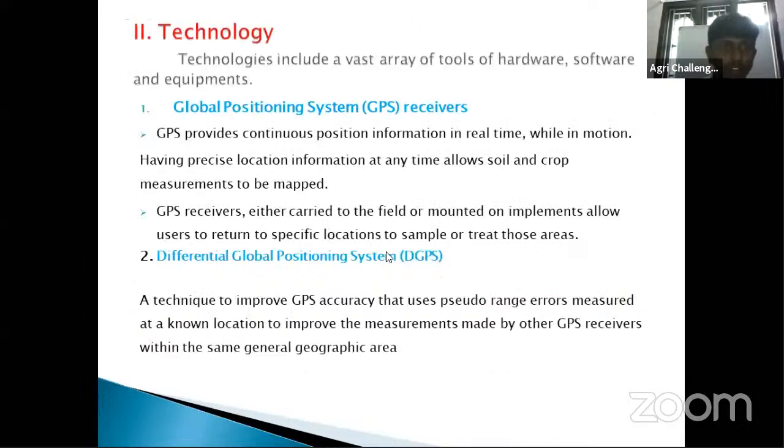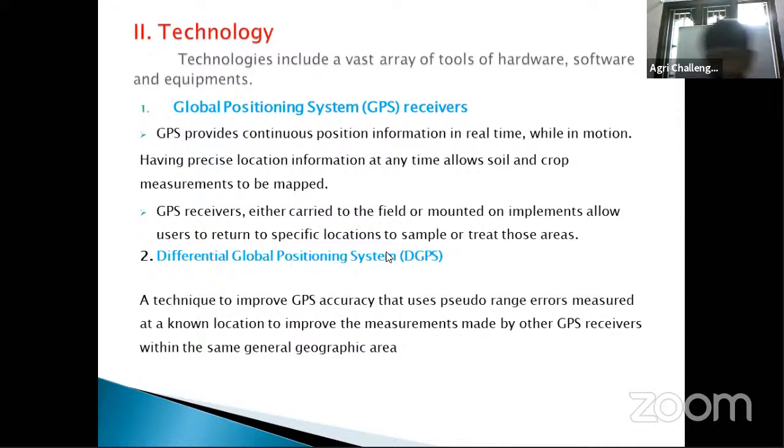Then the different technologies we just discussed. Technologies include a vast array of tools, hardware, software, and equipment involved in precision farming. The first one is the global positioning system, your GPS.